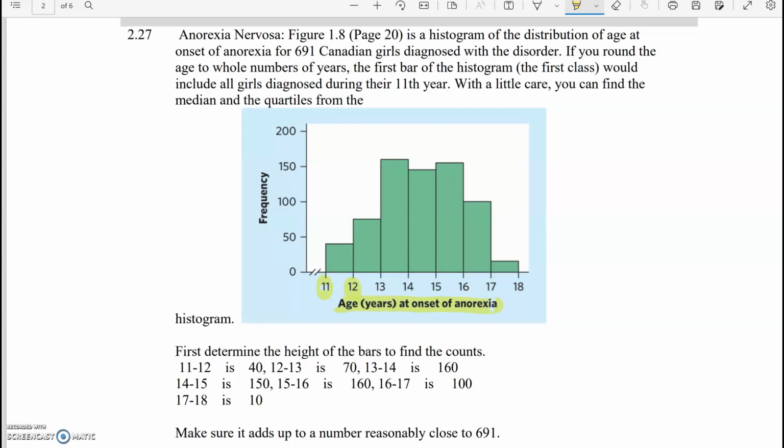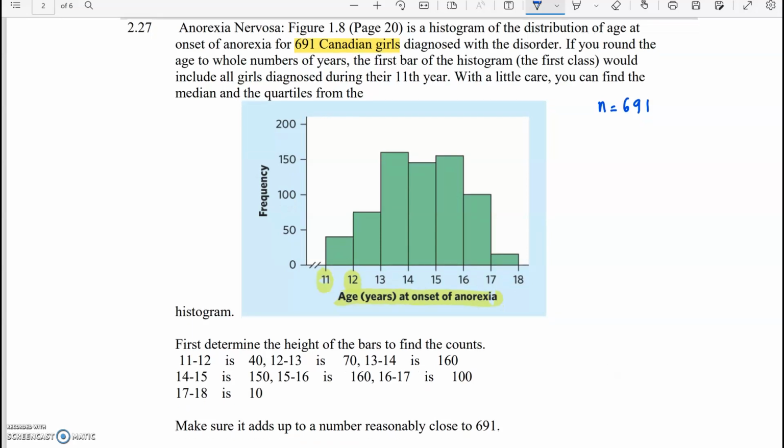Now, the total number of Canadian girls in this study is 691. So N, the sample size, is 691. For a problem like this, first make sure that you have a rough estimate of the heights of the bars. So this is a histogram.